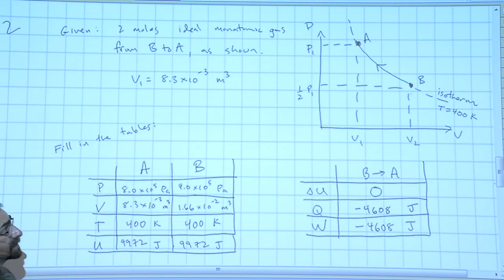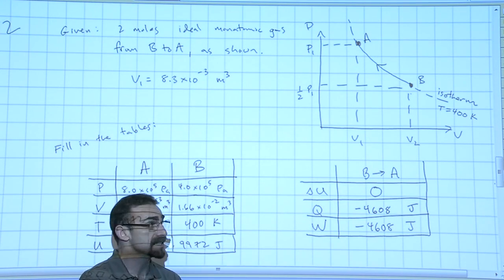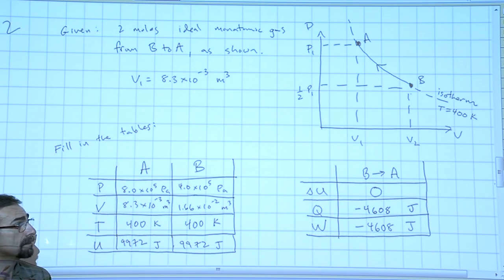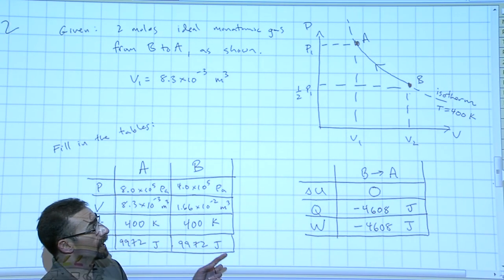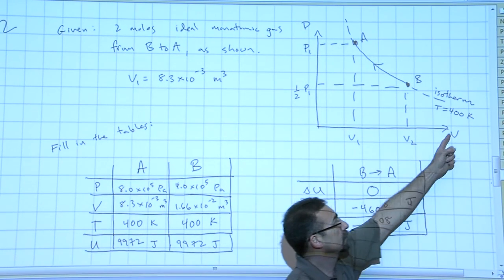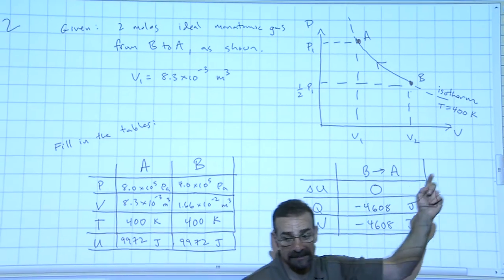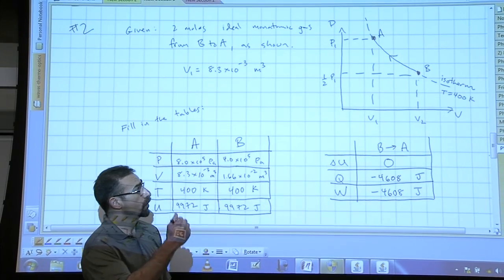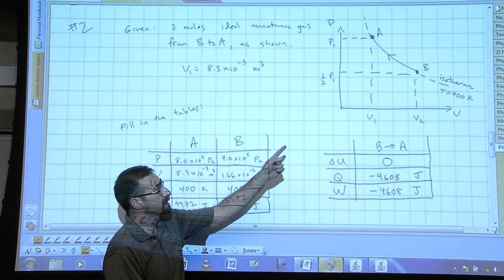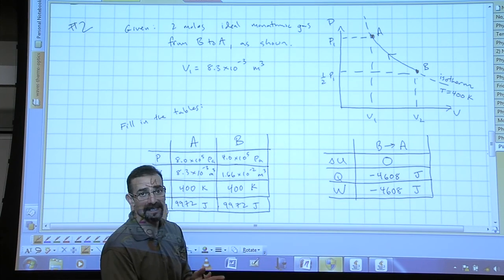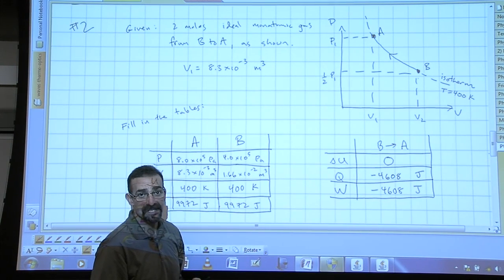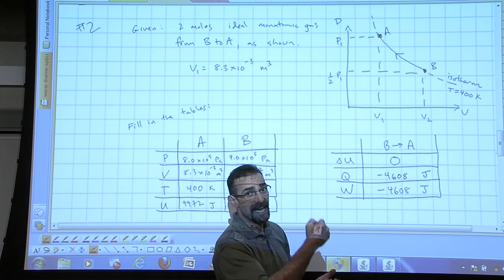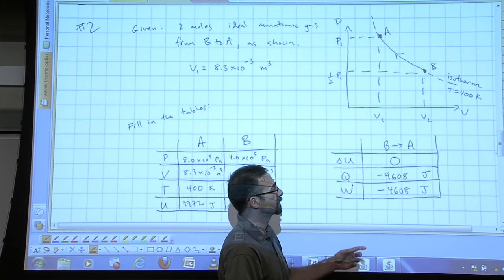We went from B to A. We compressed the gas. Normally, when you compress a gas, it heats up. But this gas did not heat up. It stayed at the same temperature. We did this along an isothermal process. So normally you compress a gas, it heats up. In this case, it didn't. So what must have happened? Heat had to have come out of our system. We had to have pulled heat out of the system in order to keep the temperature the same as we compressed, as we did work on the system.